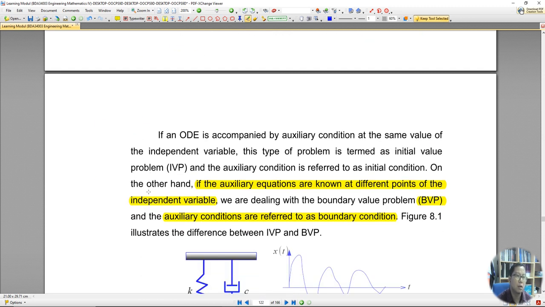So if an ODE is accompanied by auxiliary conditions at the same value of the independent variable, this type of problem is termed an initial value problem, and the auxiliary conditions are referred to as initial conditions. On the other hand, if the auxiliary conditions are known at different points of the independent variable, we are dealing with a boundary value problem, BVP, and the auxiliary conditions are referred to as boundary conditions.